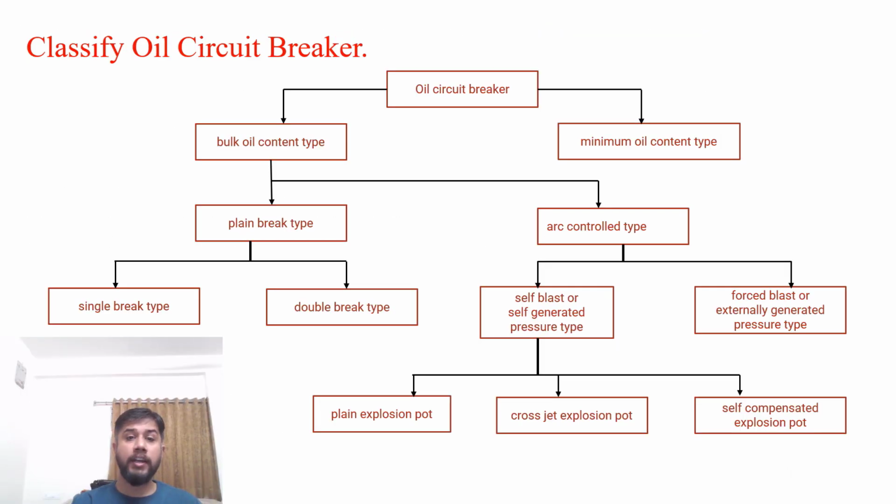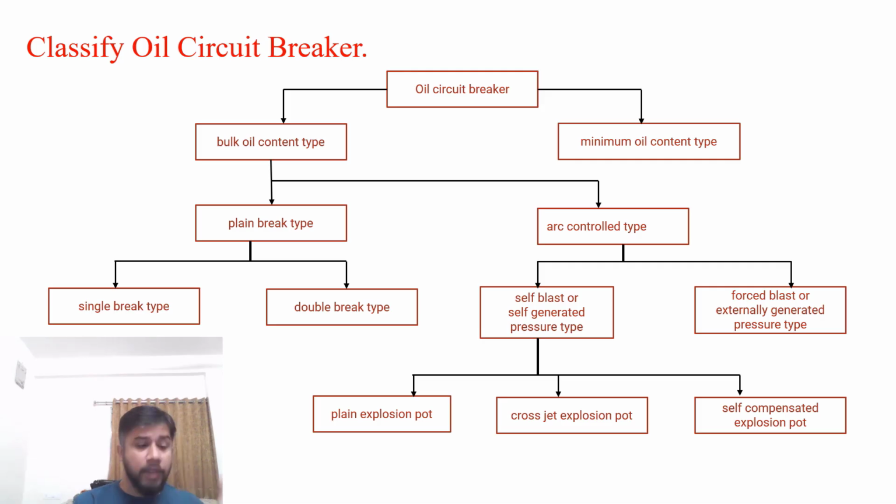Classify oil circuit breaker. This question is asked many times in the examination for 2 or 3 marks. So oil circuit breaker is classified basically into 2 types. First is bulk oil content type circuit breaker and second is minimum oil content type circuit breaker, like BOCB and MOCB.